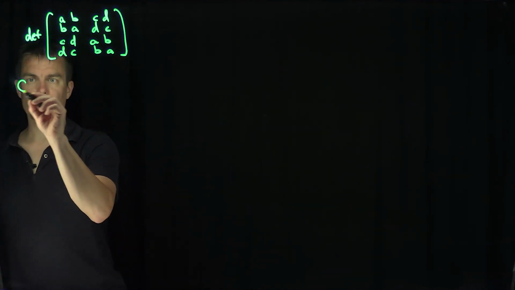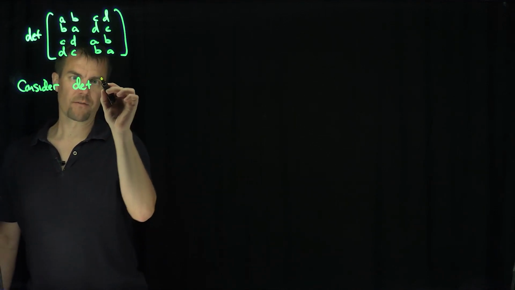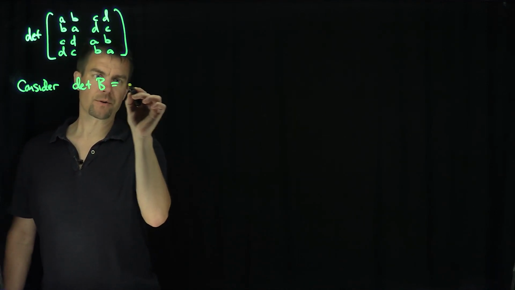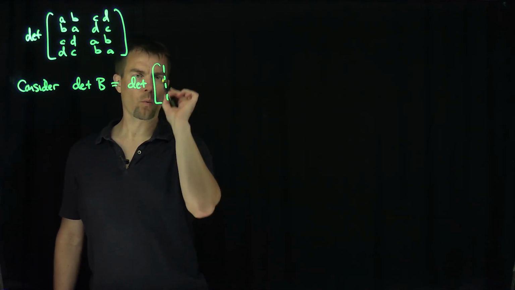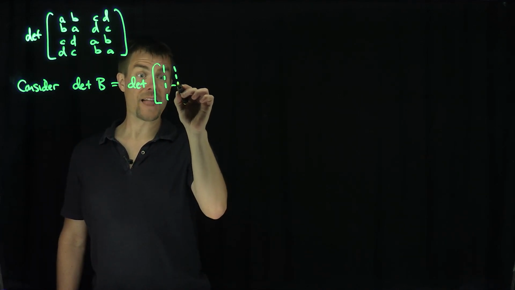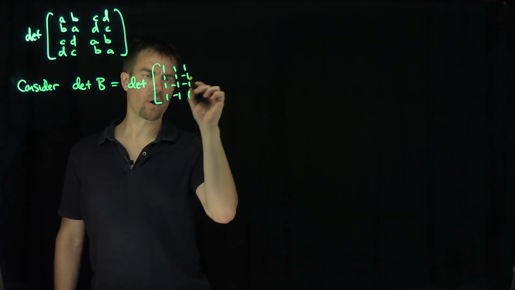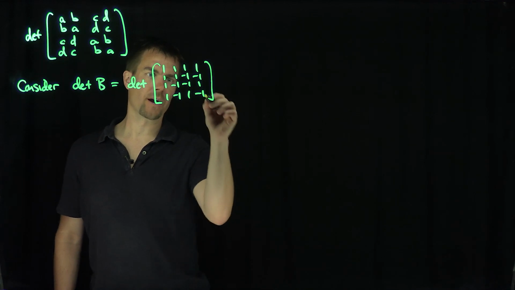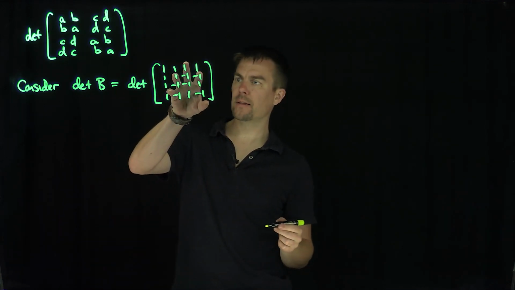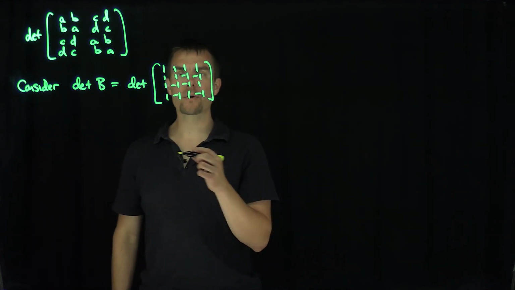So what I'll do now is consider the determinant of this matrix B. And what is this matrix B? This is going to be the determinant of 1, 1, 1, 1, 1, 1, negative 1, negative 1, 1, negative 1, negative 1, 1, and then 1, negative 1, 1, negative 1, right? And we're going to see that multiplying this matrix B by our original matrix will put it into another special form, okay? So how do I do this determinant?